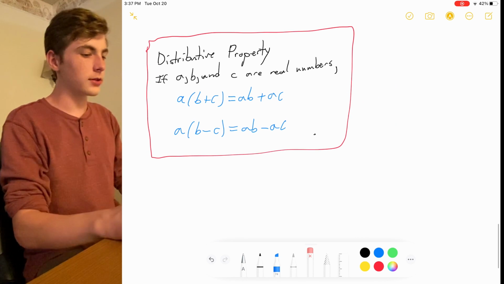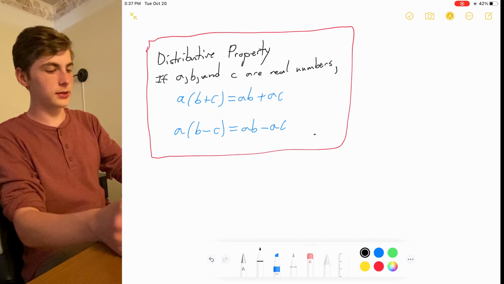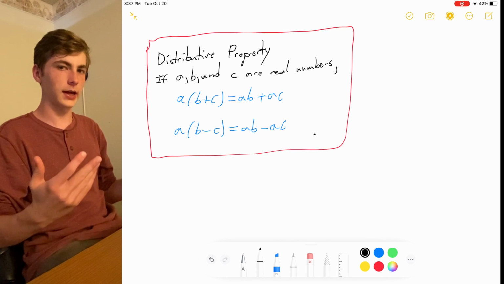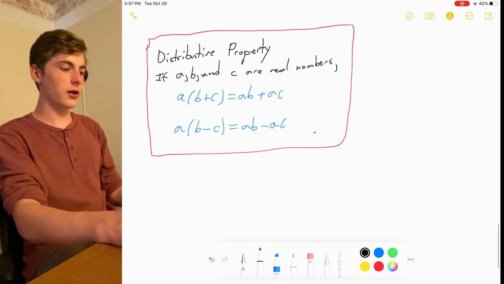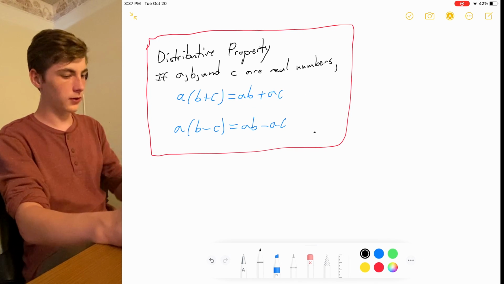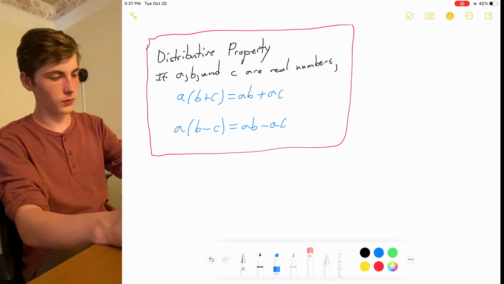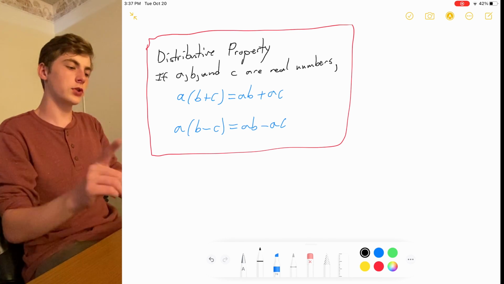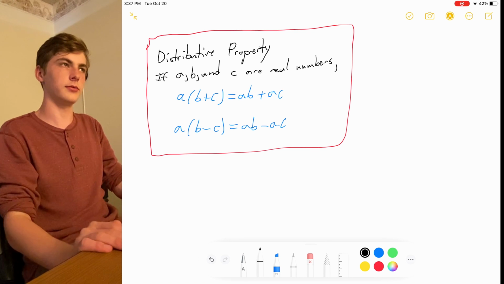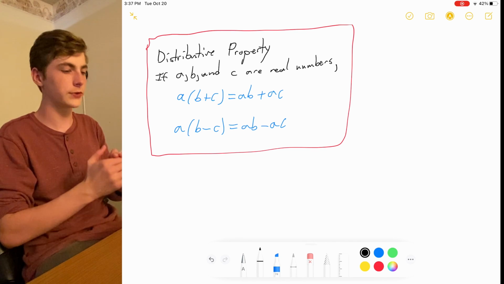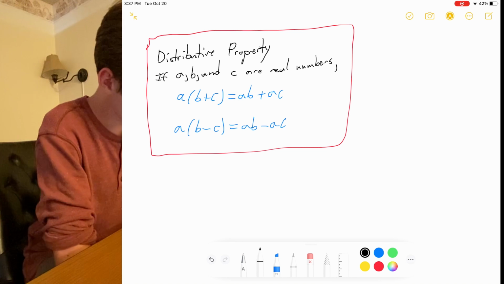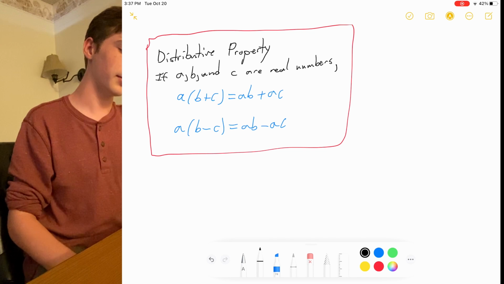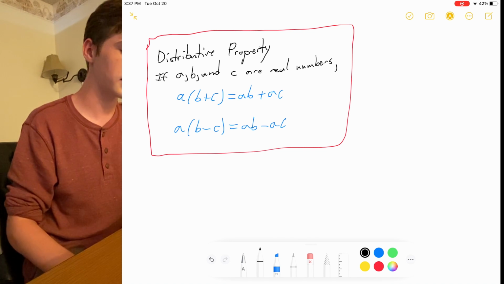Now I'm just going to finish this off with one last property, and this is maybe the one that I would want you to pay the most attention to, because it is so important when we're working with algebraic things, and it has some tricky things that can happen here. So if we have, it says, okay, if a, b, and c are real numbers, then a times (b plus c) is going to equal a times b plus a times c.